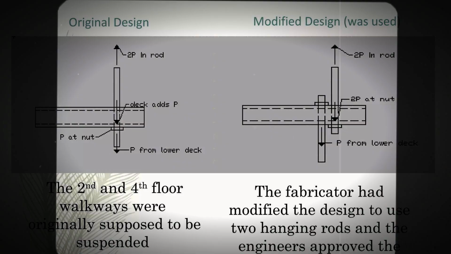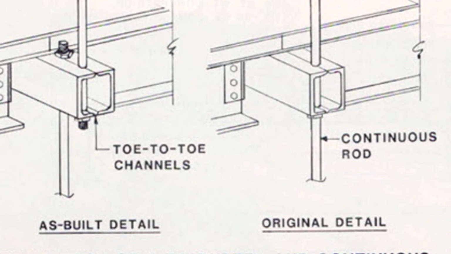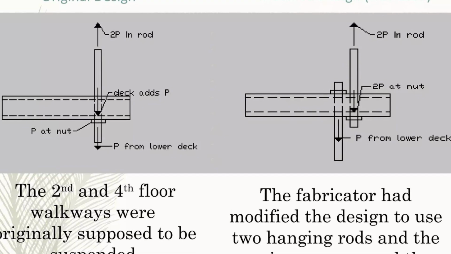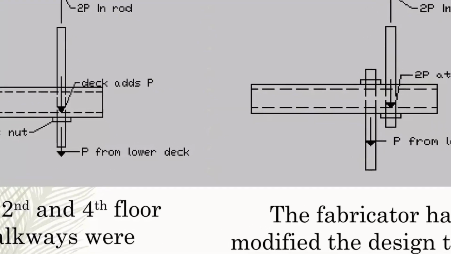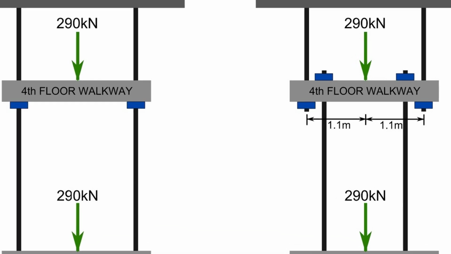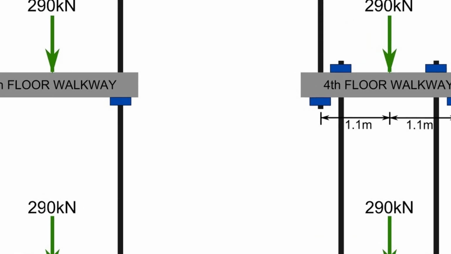The original shop drawings showed this clearly. A continuous rod passed through holes in the top and bottom flanges of both walkways' box beams. Arrows on the diagrams traced the path of the load from the floor below up through the rod and out to the ceiling. Each walkway's weight followed its own route, with no doubling at any node. This topology, simple, direct, and independent, defined the system's baseline safety.